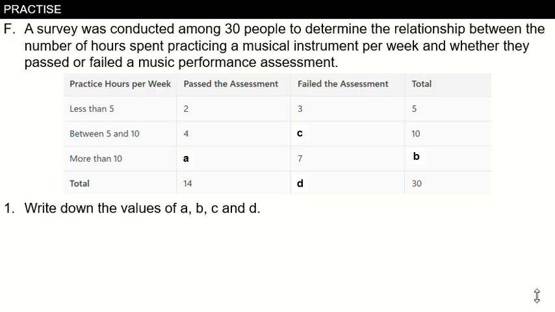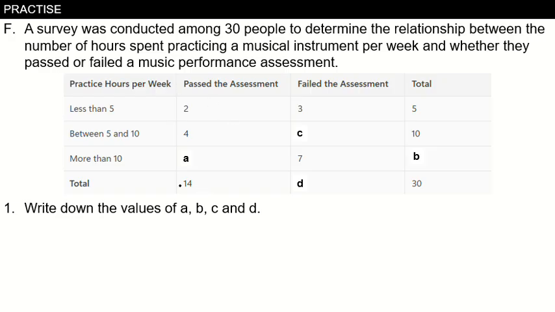Okay, then we get another type of question. A survey was conducted among 30 people to determine the relationship between the number of hours spent practicing a musical instrument per week and whether they passed or failed a musical performance assessment. Write down the values of A, B, C, and D. In this case, you need to know how a contingency table works.